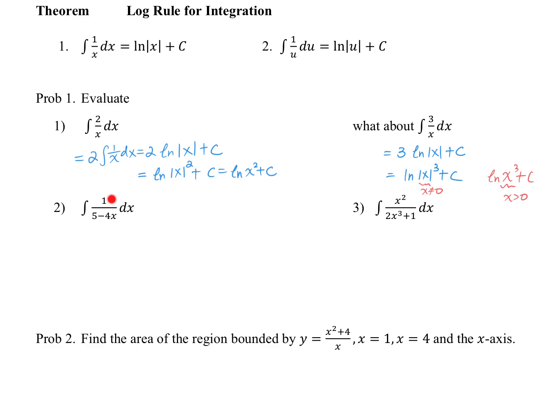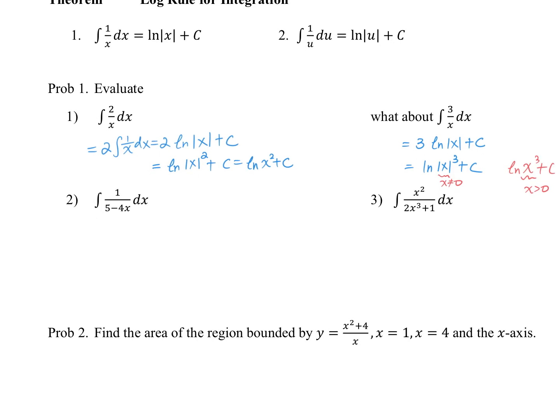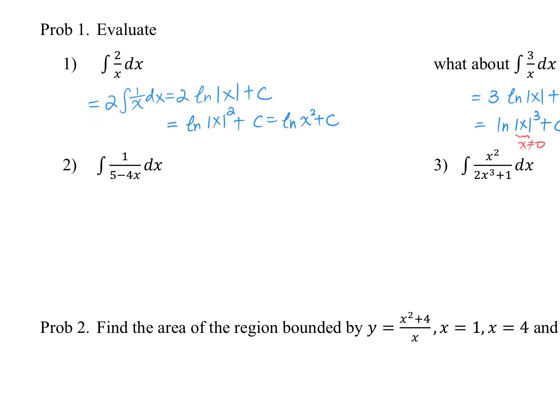Now let's take a look at this one. Pause the video if you would like to give it a try first. This one involves substitution. Let me zoom in a little bit here. We're going to call the denominator u, so u is 5 minus 4x, and your du is negative 4 dx, which means dx is negative 1 over 4 du, right?